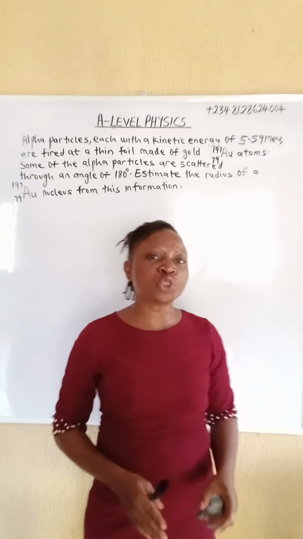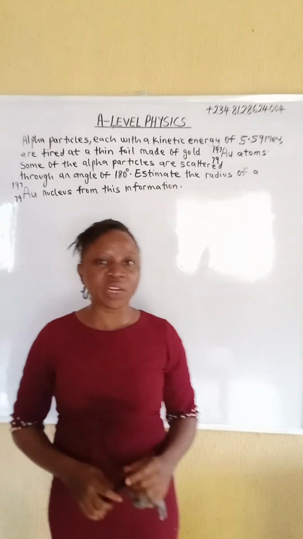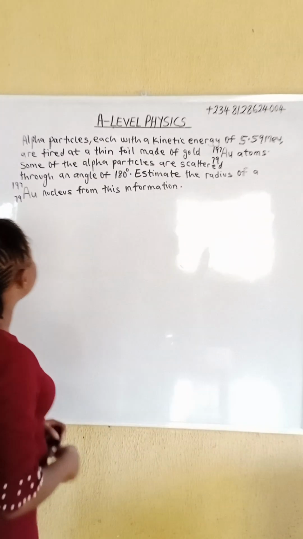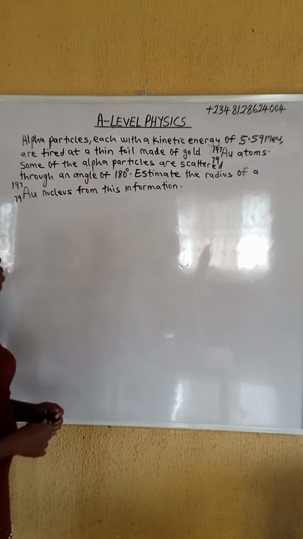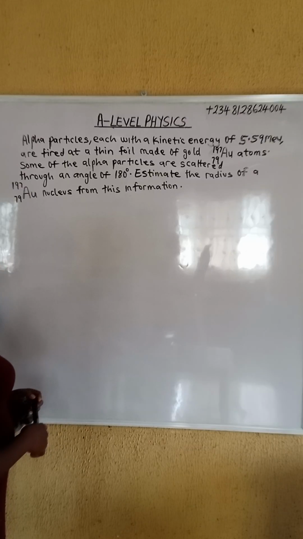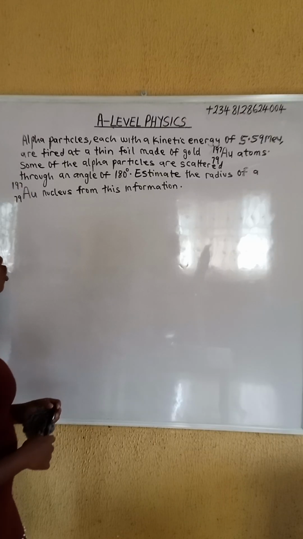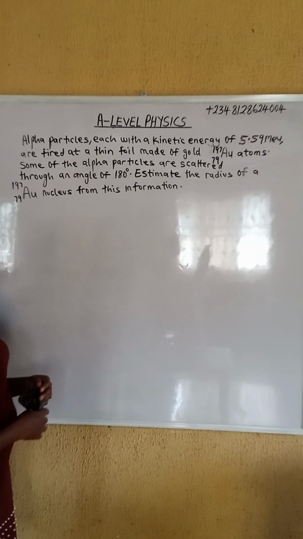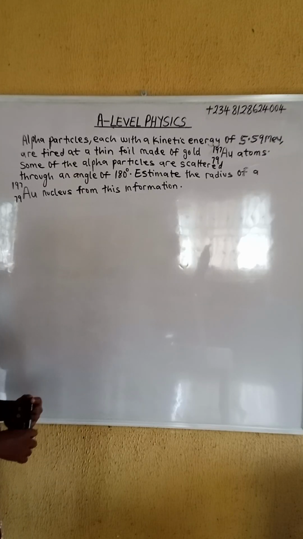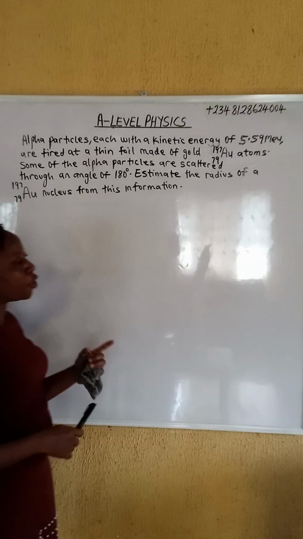In this video, we are going to be solving an A-level question on nuclear physics. It says, alpha particles, each with a kinetic energy of 5.59 MeV, are fired at a thin foil made of gold atoms. Some of the alpha particles are scattered through an angle of 180 degrees. Estimate the radius of a gold nucleus from this information.